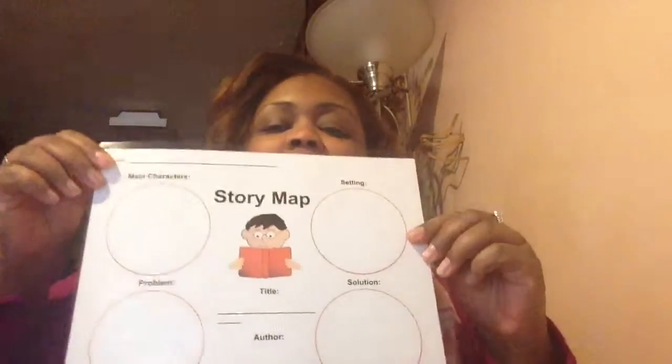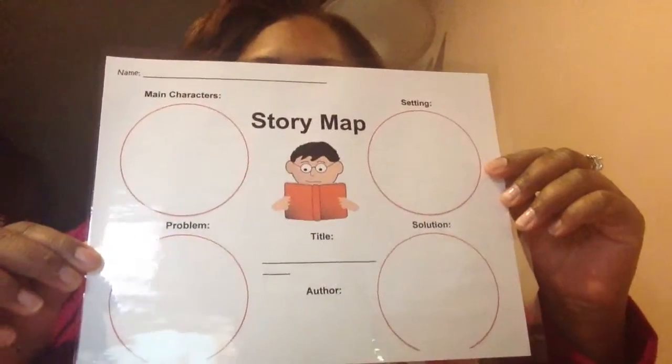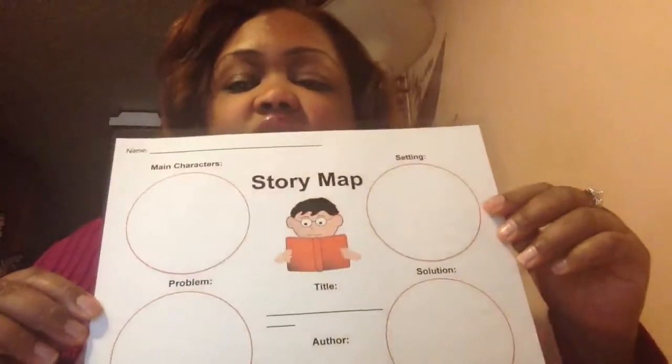So I'm going to show you some examples of advanced story mapping that I've used already in my class over the years, and then we'll talk more about that. Okay, so this is one. Hopefully you can see this. Yes. Okay, so this is one that I've used before with kindergarten and first grade. You can use it with second grade.